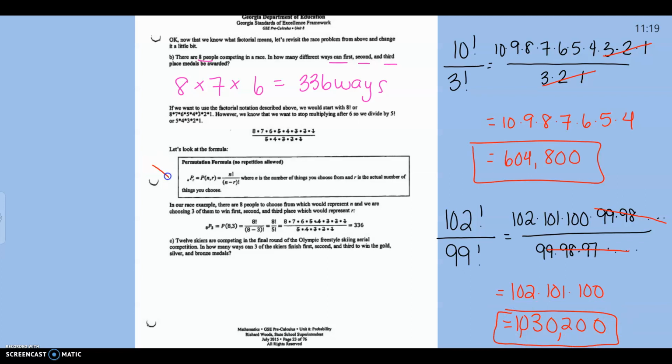So now we're going to get to the permutation formula, all right, where order matters. So it says in our race example, there are 8 people to choose from which we would represent n, and we're choosing 3 of them to win. Okay, so we did 8 times 7 times 6, and it totally worked. Now, there's a formula up here that you could use for permutations, but the reality is, y'all, your calculator does it for you. Okay, so this 8P3, I want to show you how to put that in your calculator.